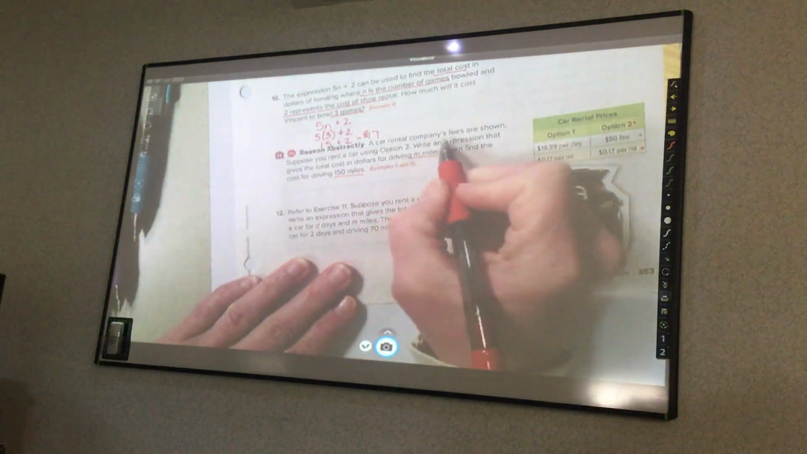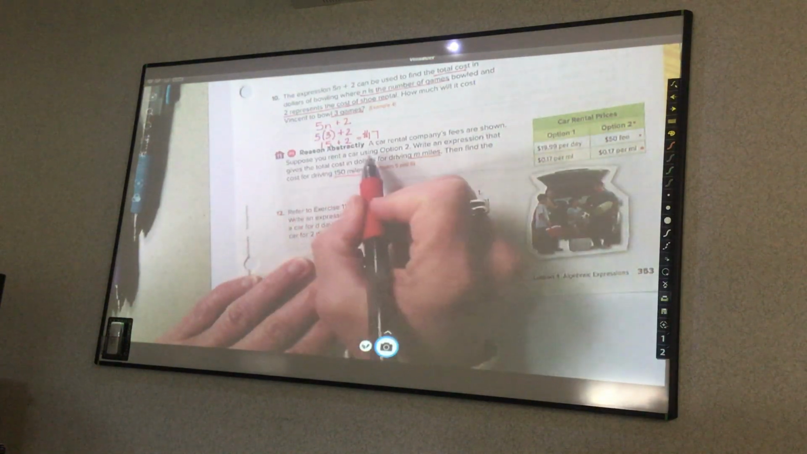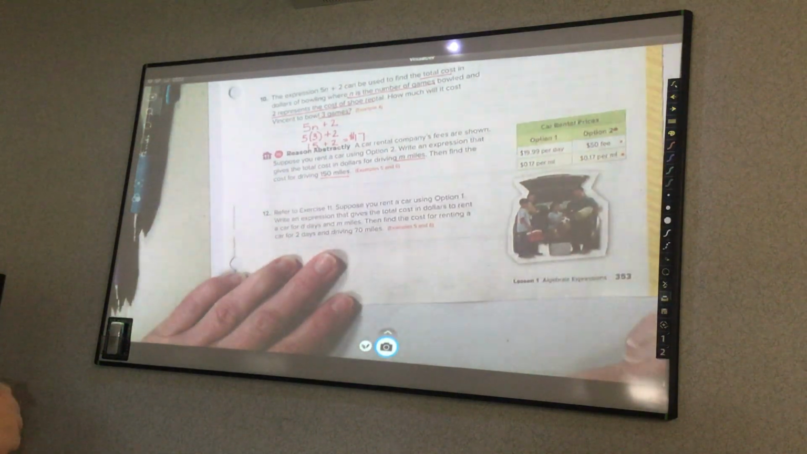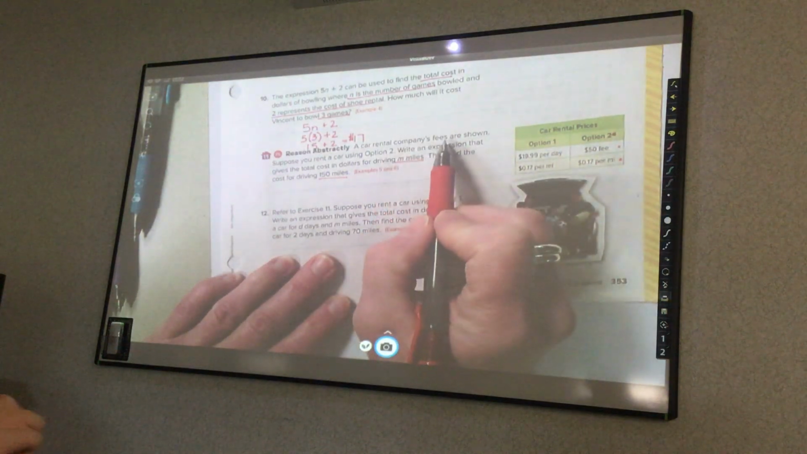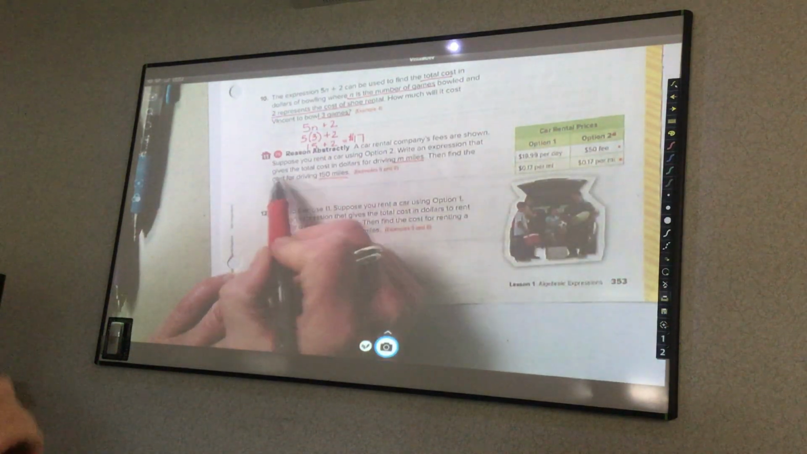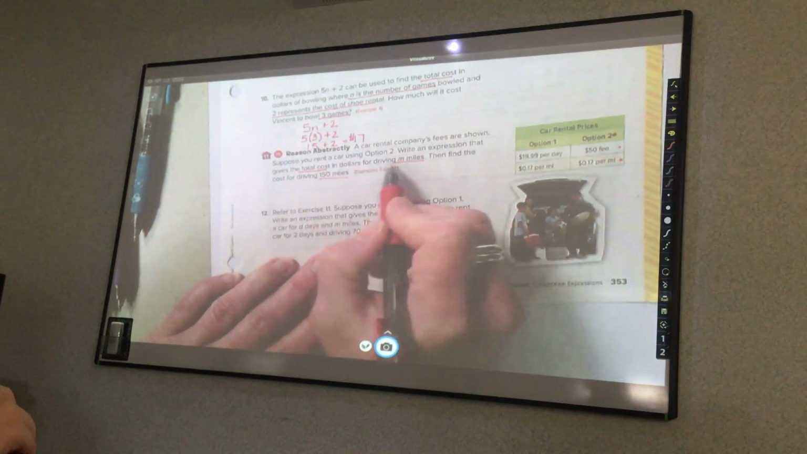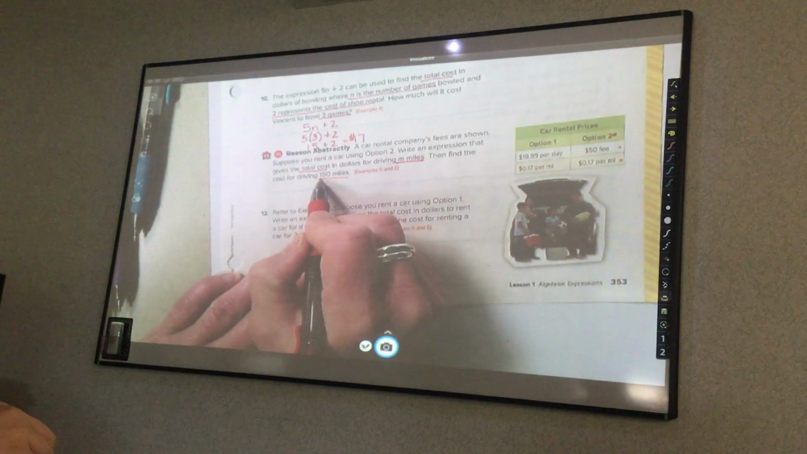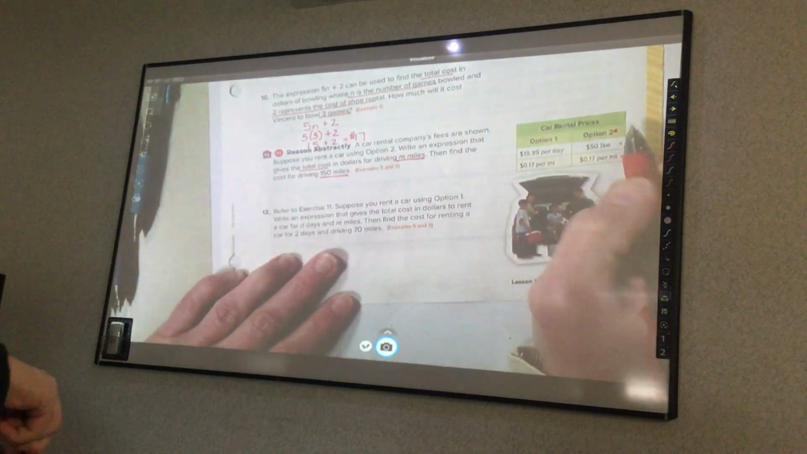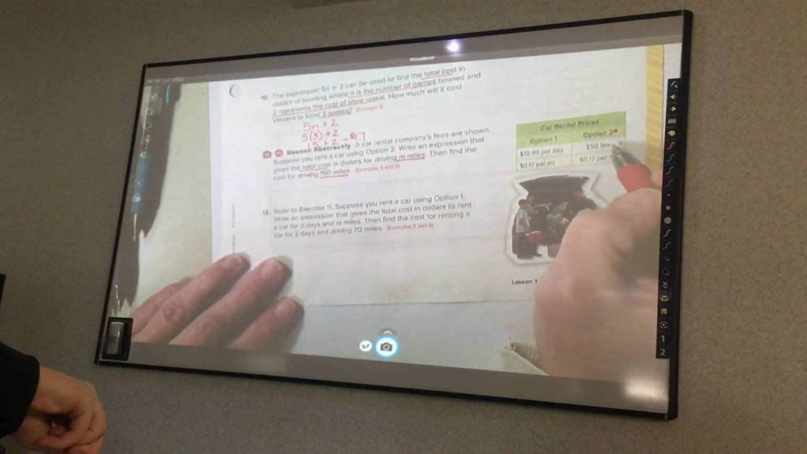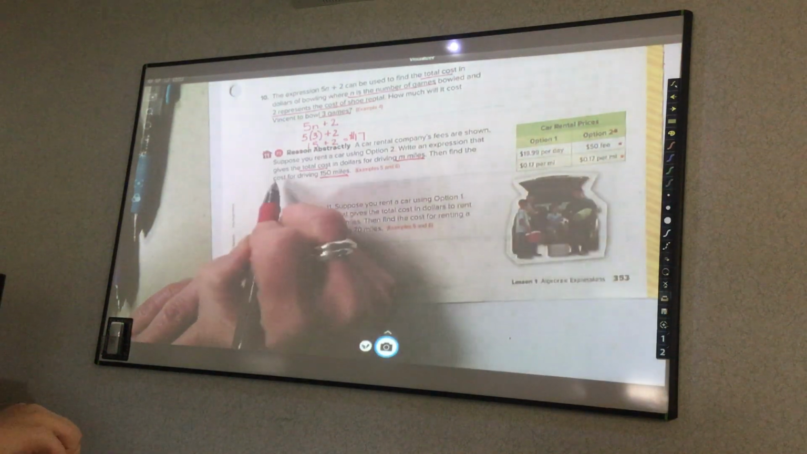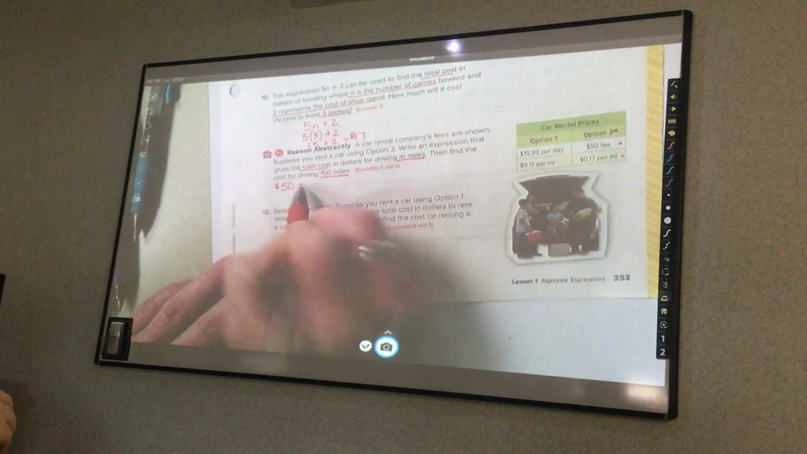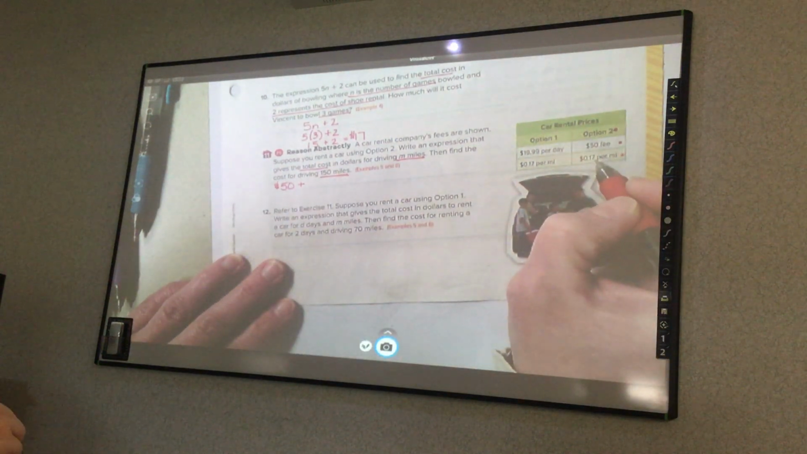A car rental company's fees are shown. Suppose you rent a car using option 2. So this is option 2. Notice I've kind of already marked on here for you guys. Write an expression that gives the total cost in dollars for driving M miles. Then find the cost for driving 150 miles. Okay. So if I rent the car, I start with a $50 fee. So that's what I have to start with. $50 plus 17 cents per mile.